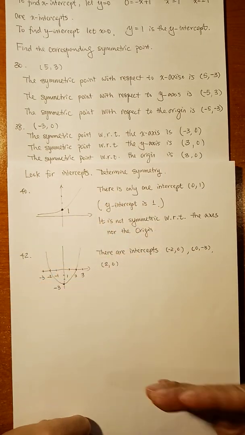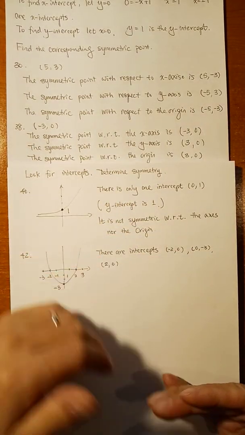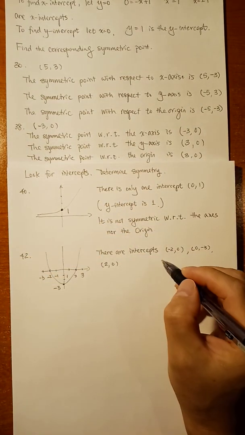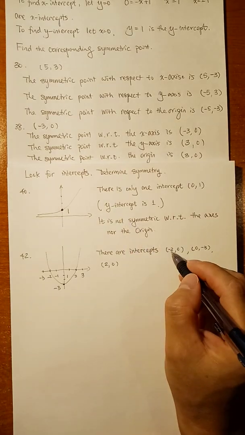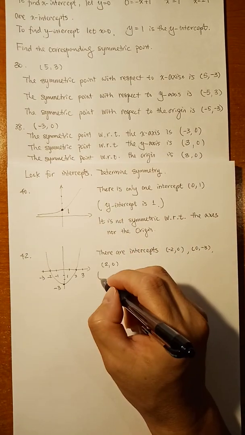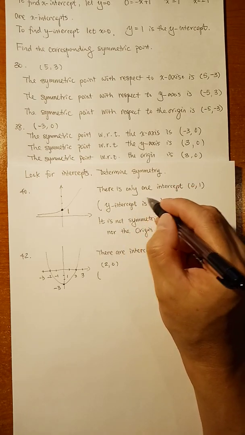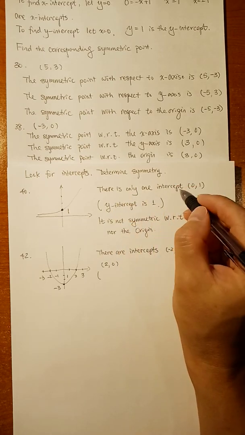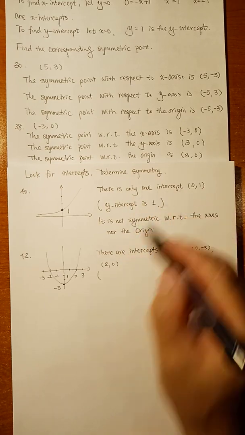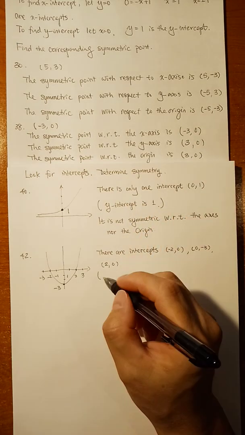Y is like the height. It's on the floor, so the height is 0. Or you can say x-intercepts are -2. This is the equivalent one. The statement in the parentheses is equivalent to the above statement.